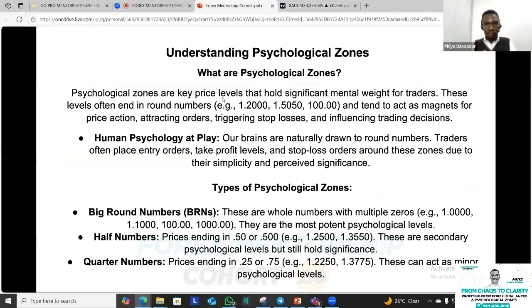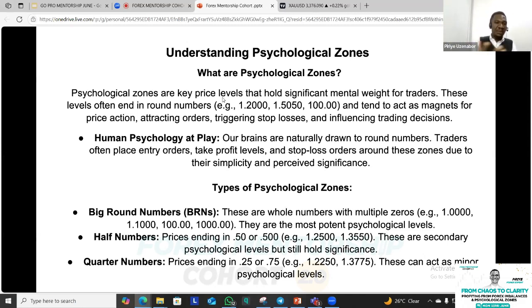Psychological zones. These are levels that often end in round numbers: 1.2000, 1.5050, 100. They are levels where traders often place their entry orders, take profit levels, and stop loss orders all around this zone. And we're going to check how we can get these psychological levels in place.